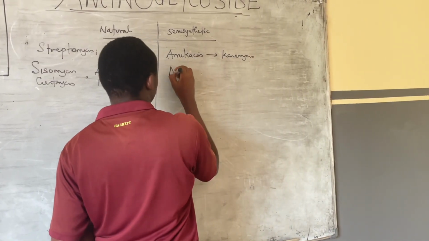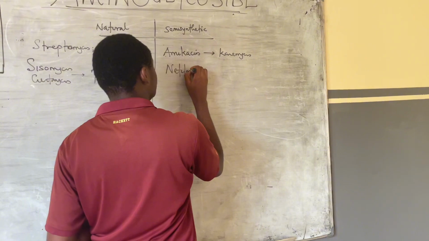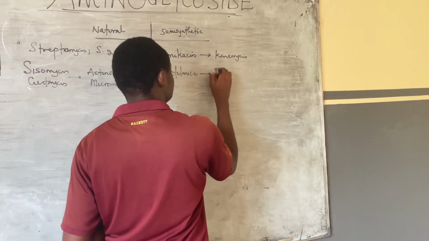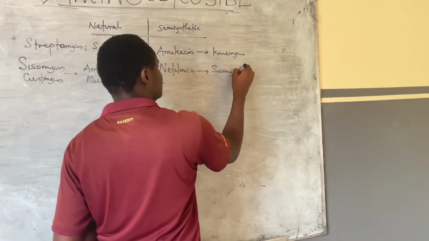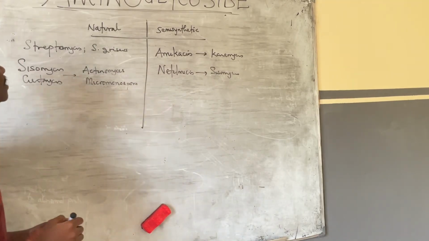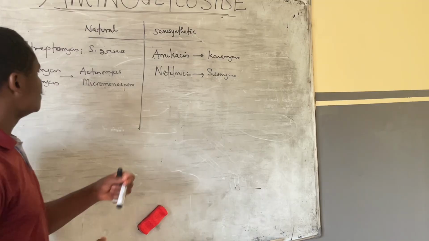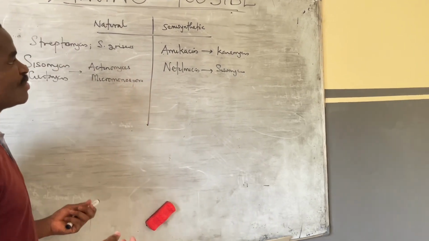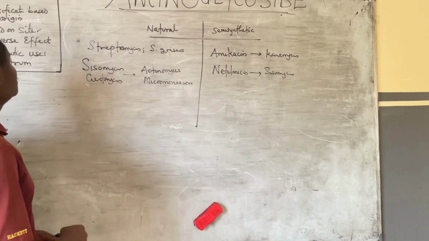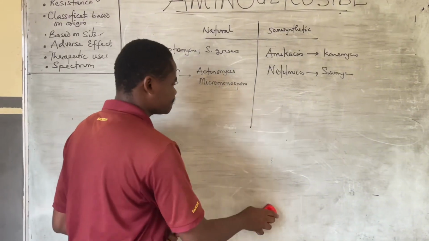We have the likes of netilmycin that was derived from sisomycin. So the list goes on and on. But these are natural ones that were gotten from bacteria. These ones are the ones that were produced from already made ones. So this is a classification based on origin.